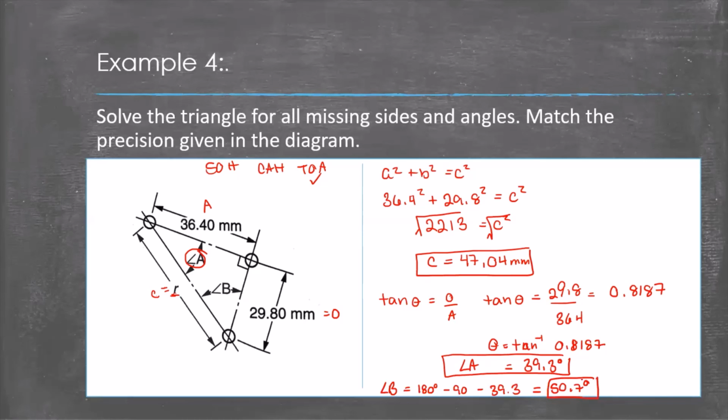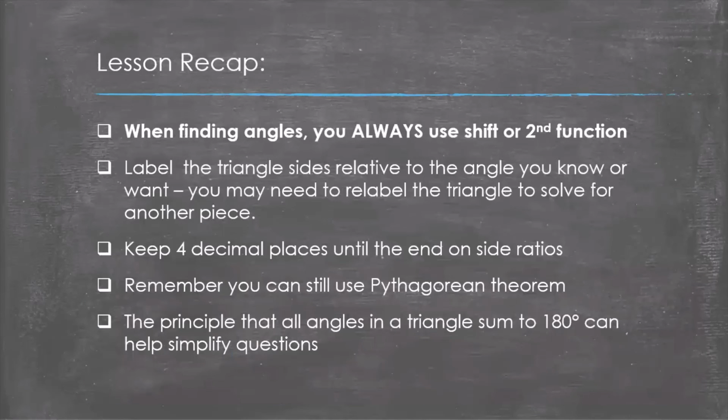All right. That finishes that up. Last little bit, just a quick recap. When finding angles, you always use shift. This is probably, if I was going to star one thing for you, that's the most important thing to remember. When finding angles, you always use shift. If finding sides, you never use shift. Label your triangle sides relative to the angle you know or want. That's really important. I want you to keep doing that. That's going to help you.